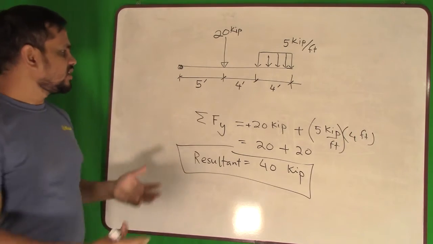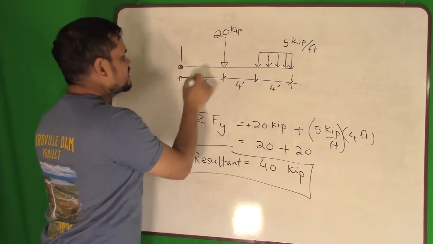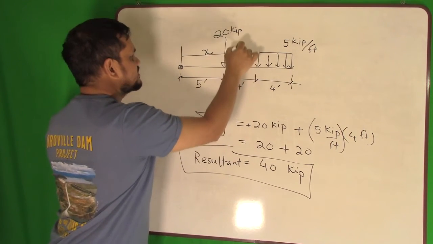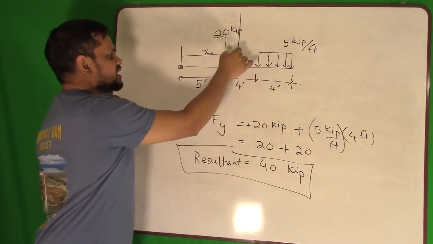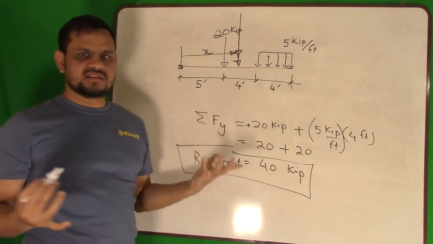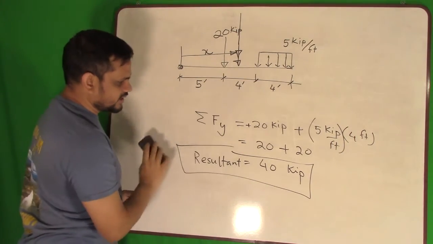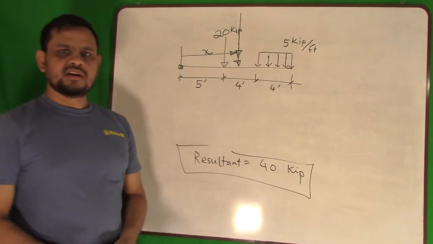Where is the acting point? Now I do not know any acting point. Say this force is acting somewhere here at x distance. At x distance, this force is my resultant force. At some point, say at x distance, we do not know. Now we will find it. So my resultant is 40, keep it in mind. Now how to find it?